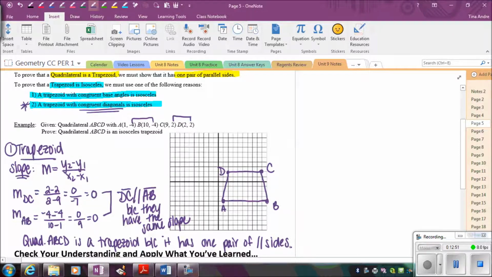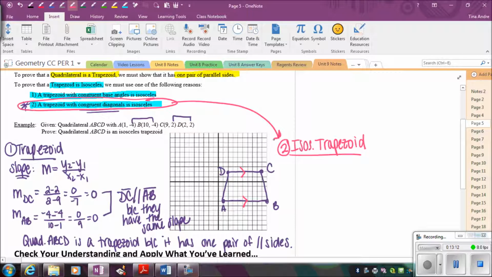Your second step is going to be to prove that this is an isosceles trapezoid. So once you know it's a trapezoid, because it has to have at least one pair of parallel sides, which it does, in order to prove it's an isosceles trapezoid, I'm going to use number 2 here. So I'm going to show that it's a trapezoid with congruent diagonals. So that means I need to find the length of AC. So I'm going to use distance formula.